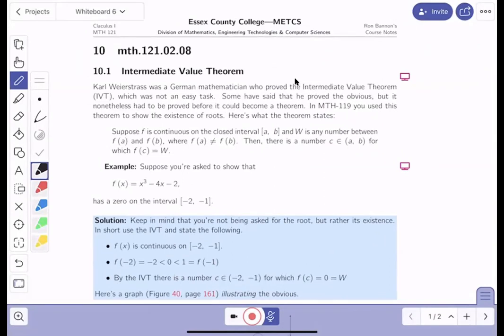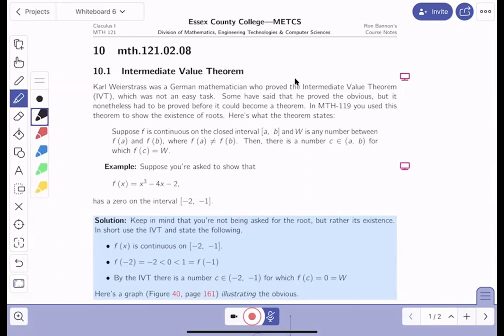Now, this was done in Math 119 as well. And you used it in 119 to show that there was an existence of a root, which I'm going to say is probably the most common use of the intermediate value theorem, is to show that there's an existence of a root. What's a root? A root is where a function takes on a zero. So for the most part, I'm going to continue with that root existence skill. And let's just read this to you.